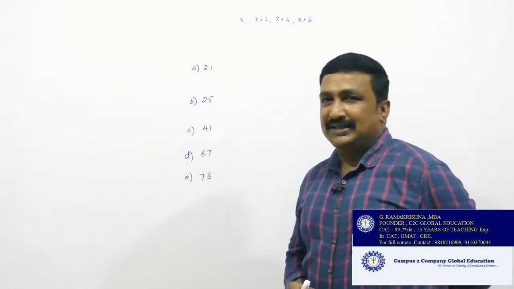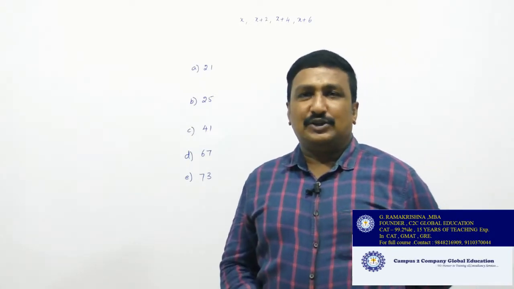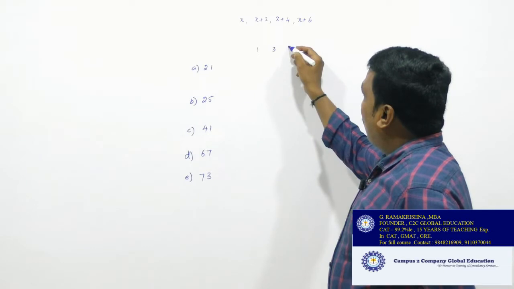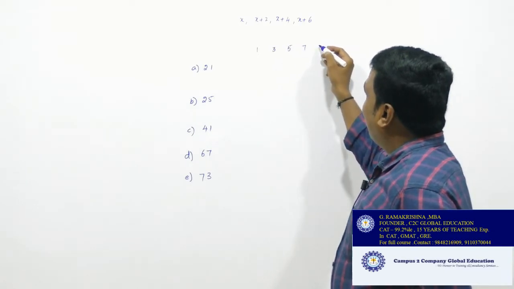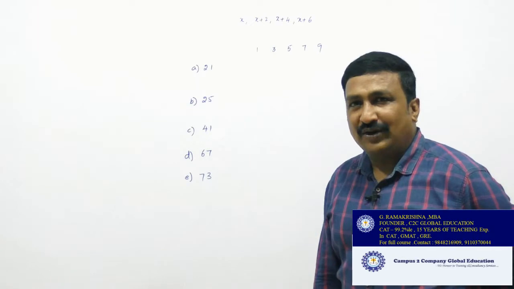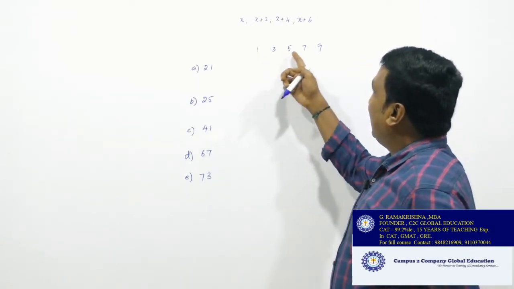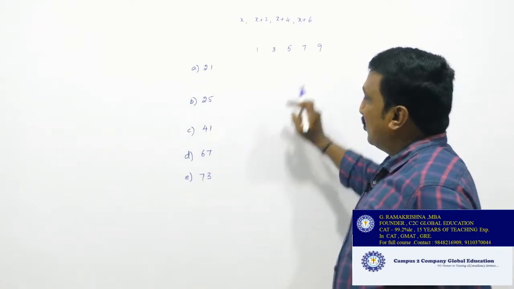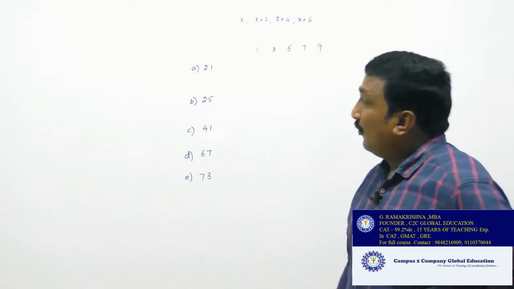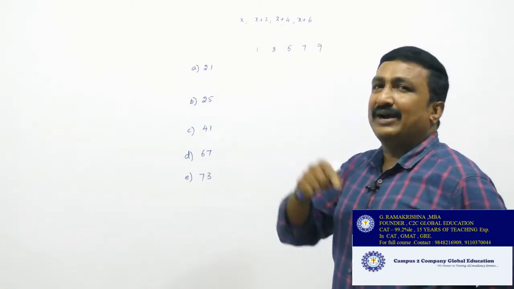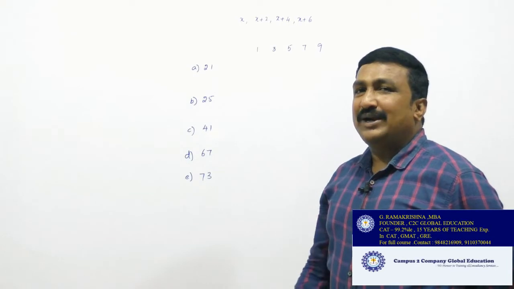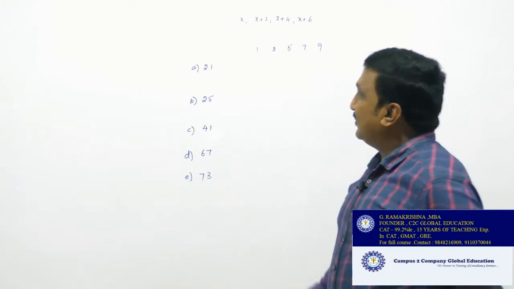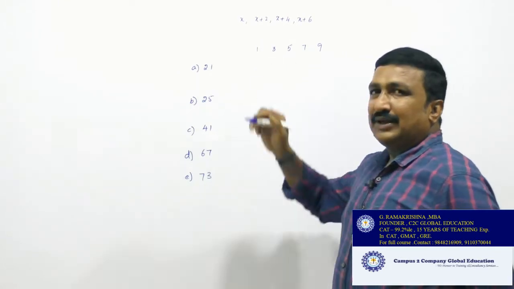Here the basic point is, any odd number should end with either 1 or 3 or 5 or 7 or 9. Understood friends? Any odd number ends with 1, 3, 5, 7, 9. Here the options end with 1, 5, 1, 7, 3. So 9 is not there. Okay. Now when you are adding, this sum should be divisible by 10. It should be divisible by 10 means the sum should end with 0.